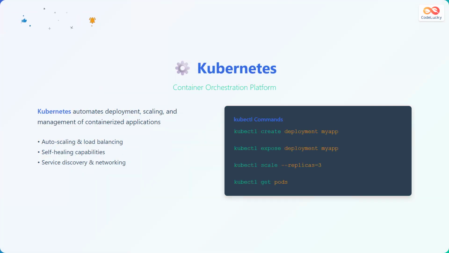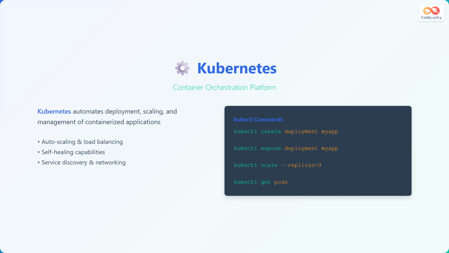Now let's discuss Kubernetes, often abbreviated as K8s. Kubernetes is a powerful container orchestration platform that automates the deployment, scaling, and management of containerized applications. Kubernetes offers auto-scaling and load balancing, self-healing capabilities, and service discovery and networking.